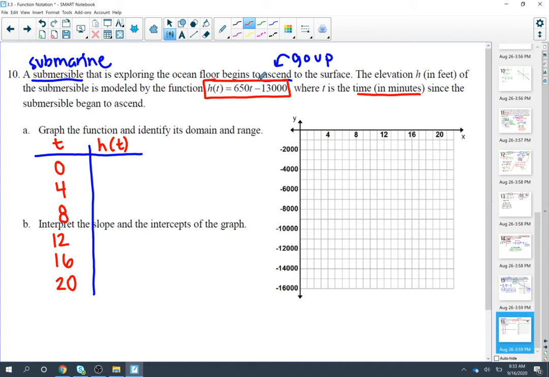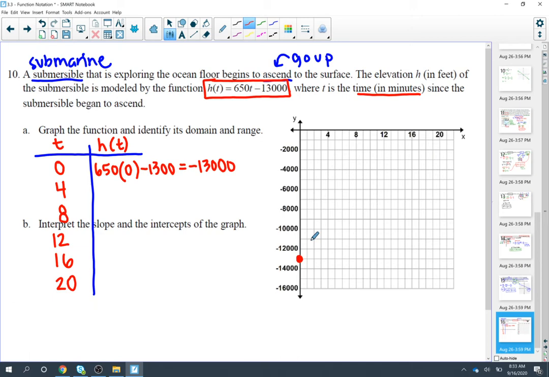Then I'm going to take my function, 650t minus 1300. So 650t, which I'm substituting 0, minus 1300. If I multiply this to 0, I'm going to get negative 1300, which tells me that when I started, oh, that's not 1300, that's 13,000, that my submarine was actually down here at 13,000 feet below the surface level.